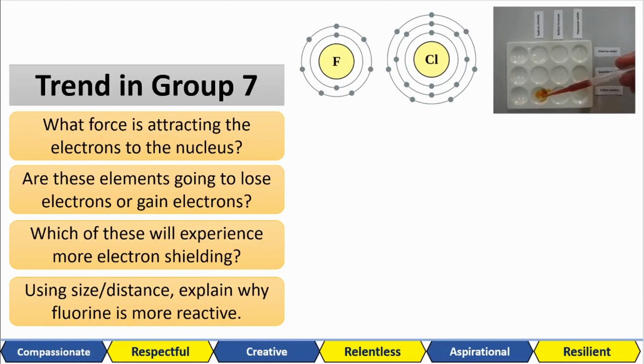Now, just like with the group 1 elements, you're expected to be able to explain the trends down group 7 for 5 or 6 marks. Spend some time answering these 4 questions.